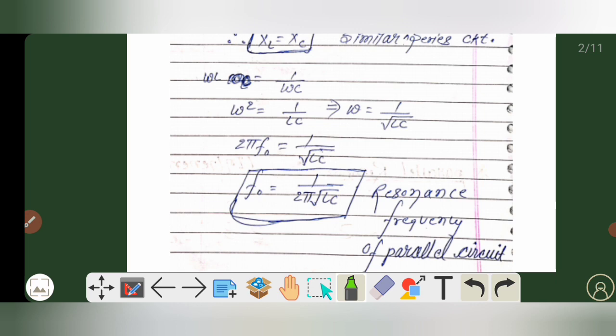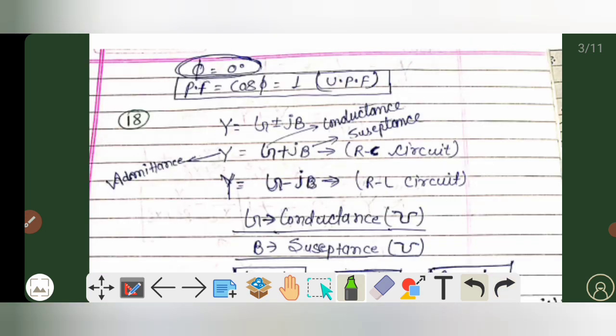So, my dear friends, in case of parallel resonance, the value of resonance frequency will be equal to 1 by 2 pi root under LC. As we proceed further, the value of phi, that is the power factor angle, will be 0 degree, and the circuit will behave as a resistive circuit. So here the power factor, cos phi, is equal to 1, that is unity power factor, same as that of a resistive circuit.